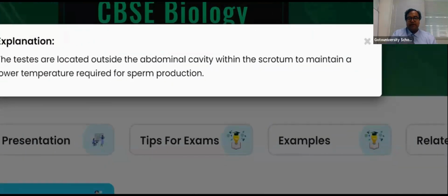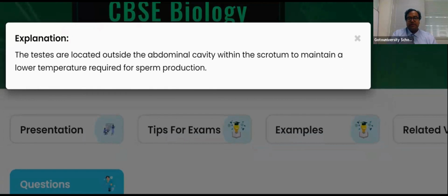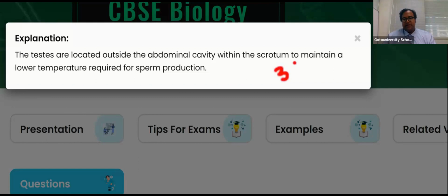To maintain a lower temperature. What is the body temperature? 37 degrees Celsius. Yes or no? So 37 degrees Celsius we don't want. We discussed this long back. We don't want 37 degrees Celsius. We need 34 degrees Celsius. This is very important, right?